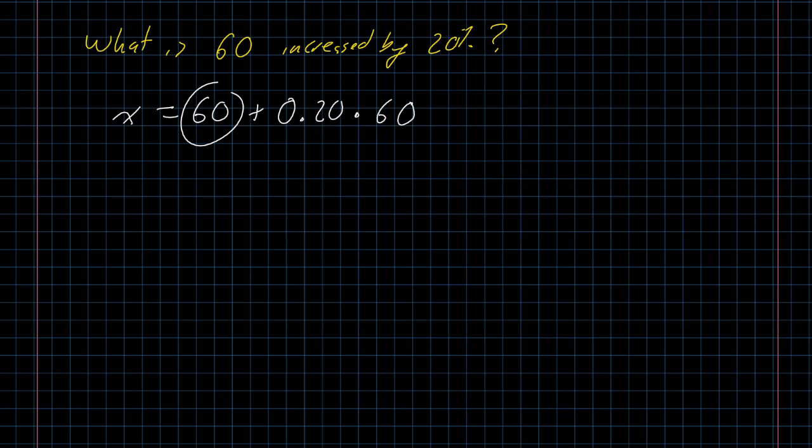60 plus 0.2 times 60. My calculator tells me is 72. Here's where things get interesting. We tend to think of the words increase and decrease as being opposite of each other, but when it comes to working with percents, it doesn't work that way. If we start at 60 and increase by 20%, we end up at 72.